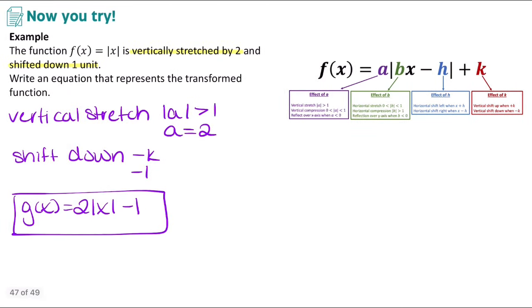All right, so we need our function to be vertically stretched by 2 and shifted down 1. A vertical stretch means our absolute value of a has to be greater than 1. Here we have 2, and 2 is greater than 1, so we're good. It has to be shifted down 1. Down is going to be a minus k, so we have a minus 1. When we plug in those values, we have an a that's transformed and a k that's transformed. So we have 2 absolute value of x minus 1.